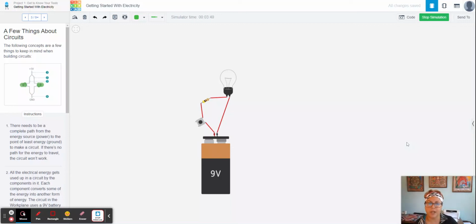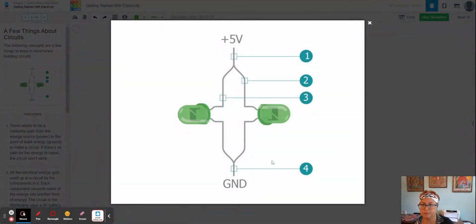All right, guys, here we are back again with part 2 of getting started with electricity. A few things you want to know about circuits. All right, so here are some things you want to keep in mind.